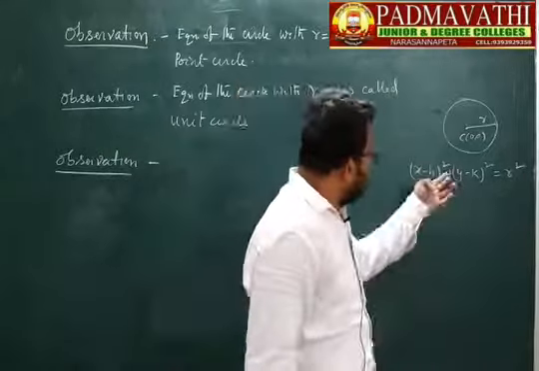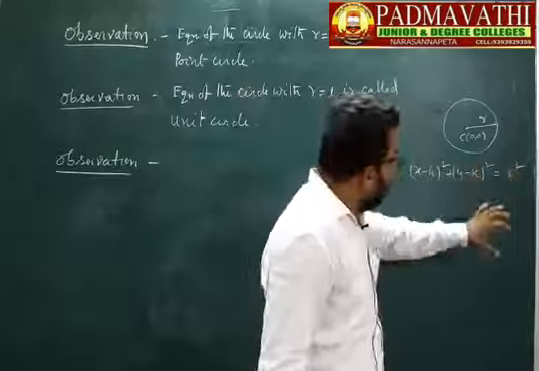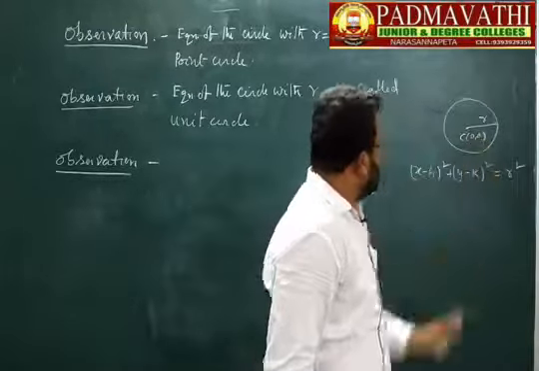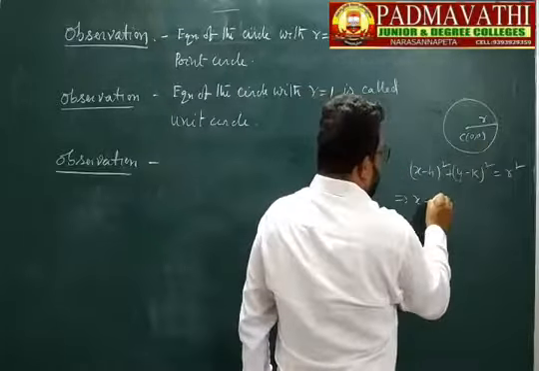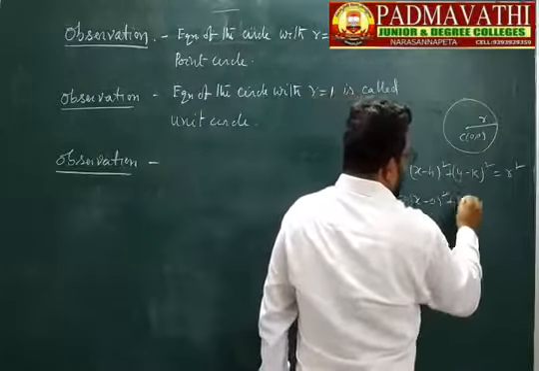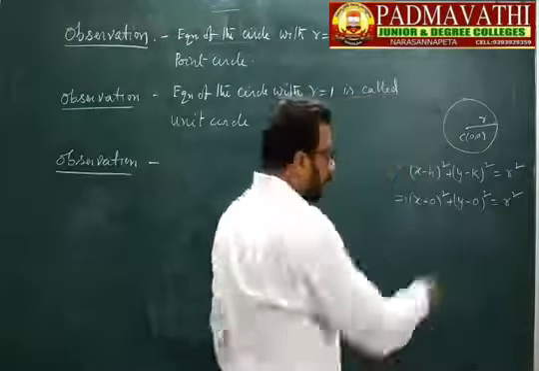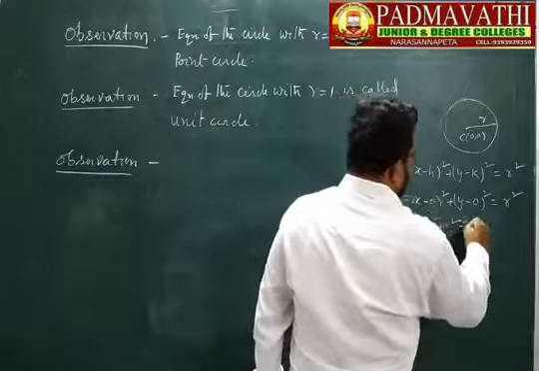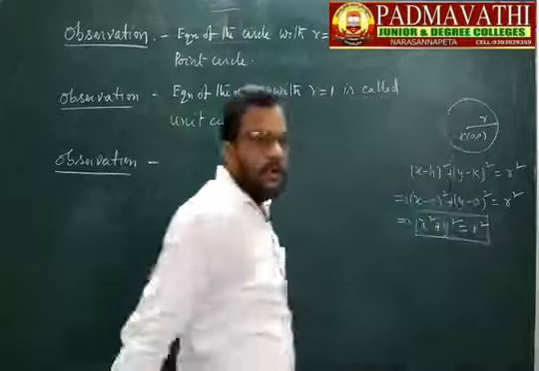This is the equation of the circle with center (h, k) and radius r. We want the equation of the circle with center (0, 0) and radius r. We have to substitute 0, 0 for h, k. That implies (x minus 0) whole square plus (y minus 0) whole square is equal to r square. That implies x square plus y square is equal to r square. This is the standard form of the circle.